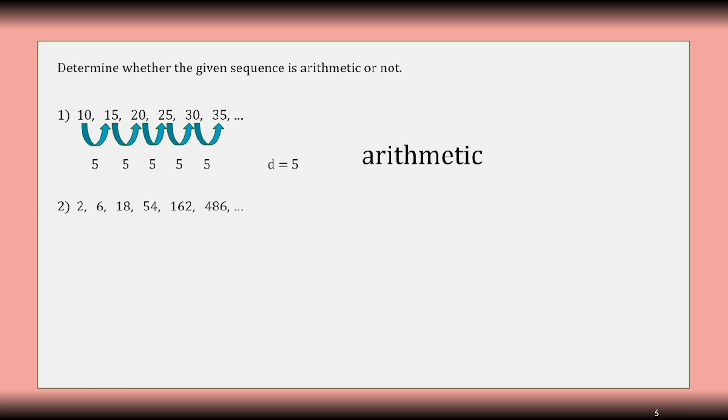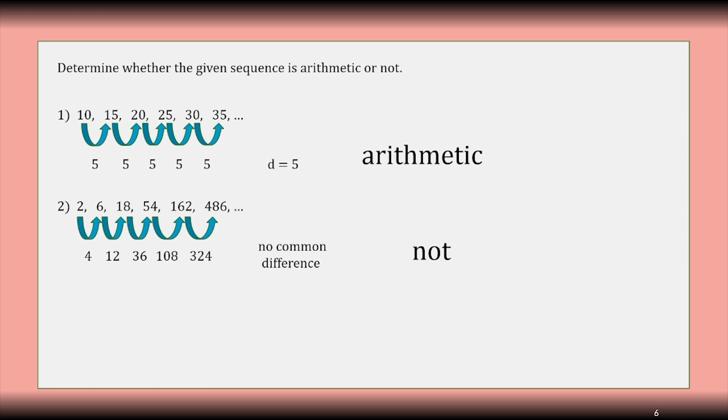So, this is an example of arithmetic sequence. Let's proceed to example number 2. 2, 6, 18, 54, 162, 486. So, let us find the difference between each term. The difference between the first term and the second term is 4. Second term and the third term is 12. So, as you can see, hindi na kagad magkapareho yan. Pwedeng hindi na natin ituloy yung paghanap ng difference between each term. So, it means that it has no common difference.